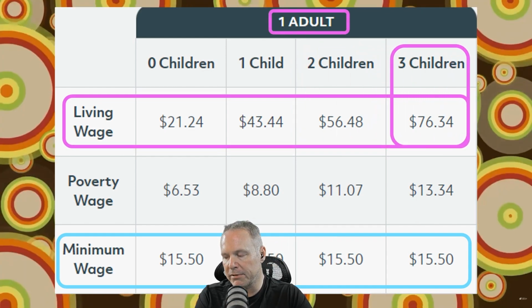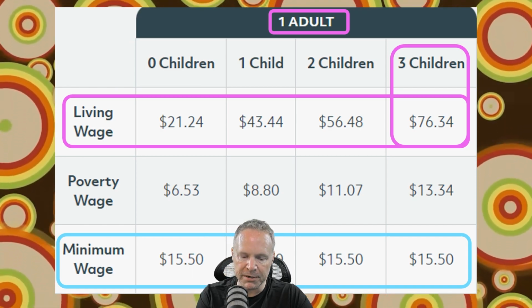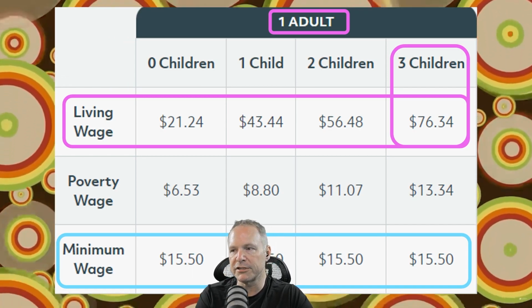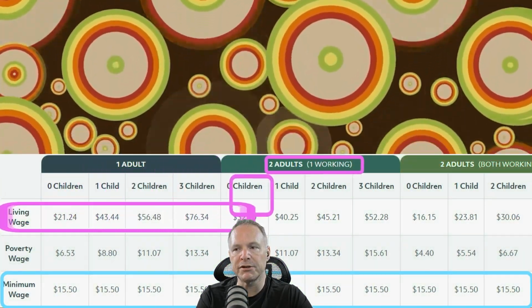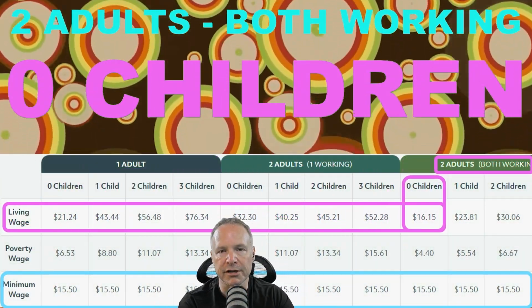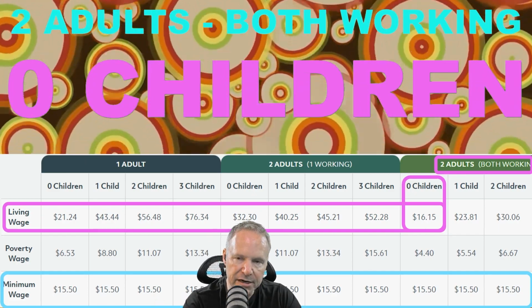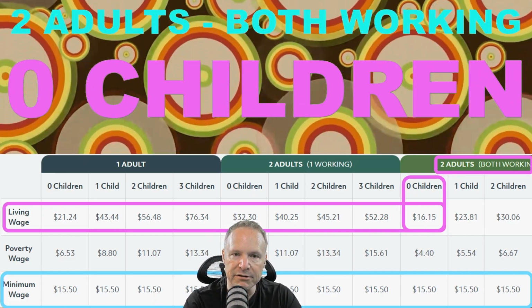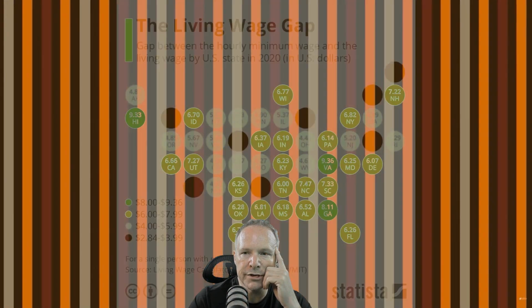There are going to be plenty of people out there who are going to say, well, yeah, but that should be a two-parent family. There should be two working adults in that home, okay? Fine, let's look at two working adults, but let's look at them first with no kids. So two working adults with no kids, they need to each be making $16.15 an hour. How are we doing as a country?